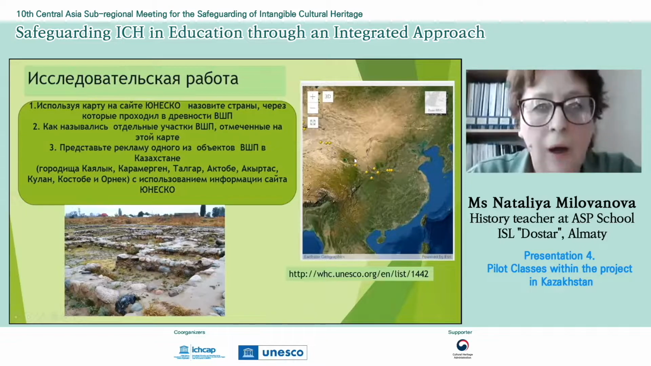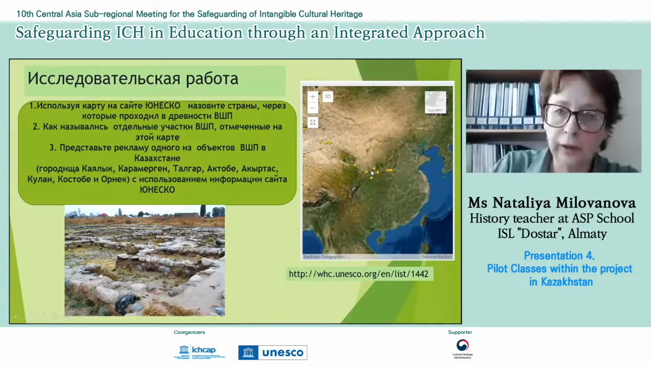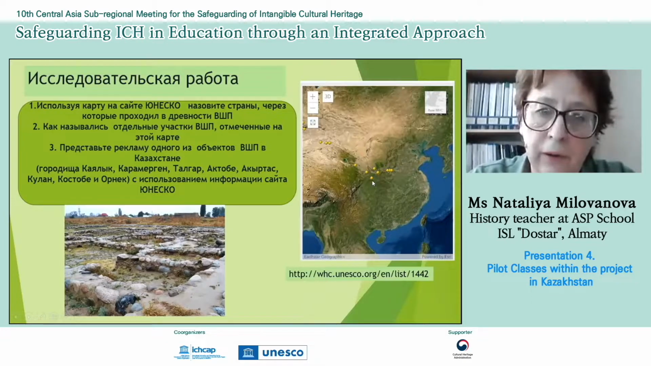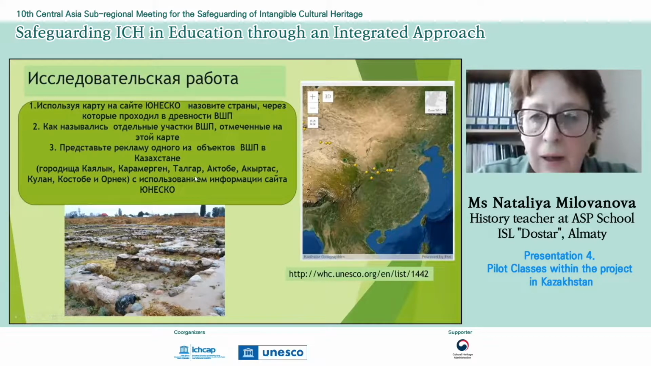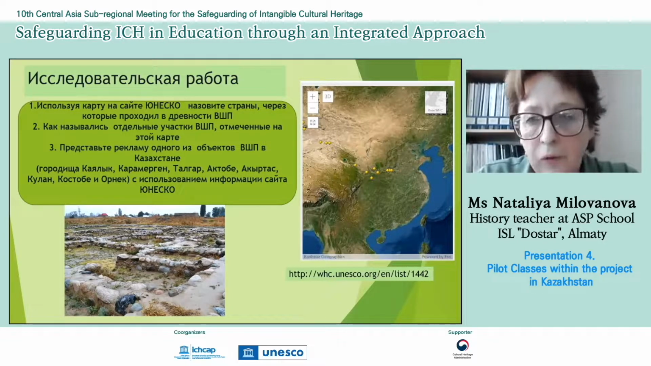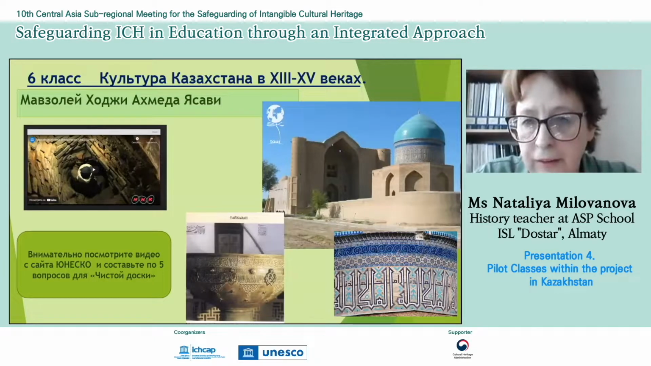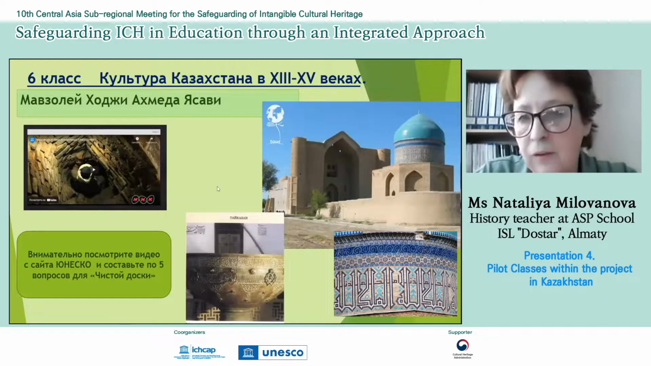And here is the UNESCO site and the map on which we were putting together routes through the ancient cities of Kazakhstan, which are sitting on the Silk Road. And we were representing such cities as Karamergen, Talgar, Aktobe, Kardas. Therefore, the children not only were reading something from the textbook, but they were learning a lot more in practice about the Great Silk Road.